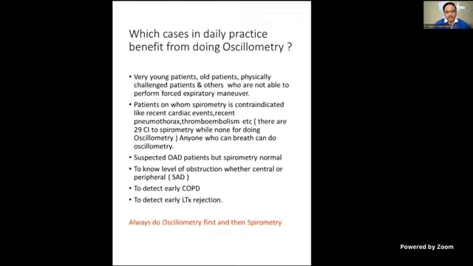Now, when you start doing oscillometry and you've got both the tools, as I've been doing for the last 4 or 5 years, initially I do oscillometry and spirometry both in all new patients. And when you do this, always do oscillometry first and then spirometry.